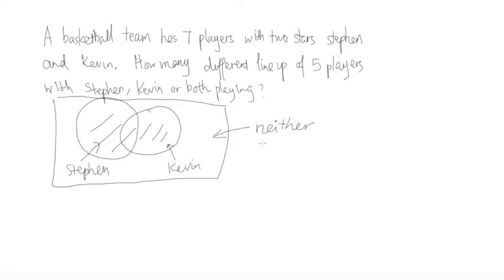And the fact is, it's a very simple counting problem. If neither Steve nor Kevin is playing, you only have 5 players left. There are a total of 7 players, and 2 of them are not playing. So for neither, the count is just 1. Now you just count how many possible lineups there are without any restriction. So the total possibilities, the whole thing, possible lineups.